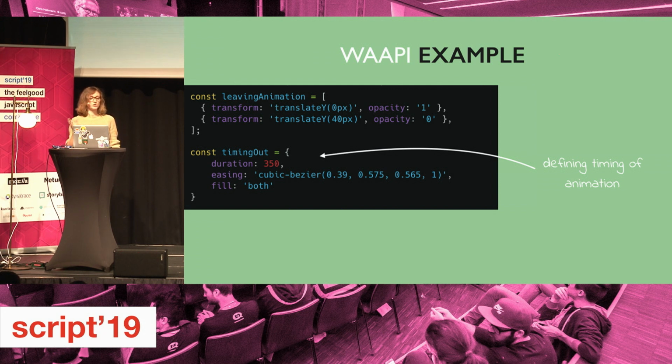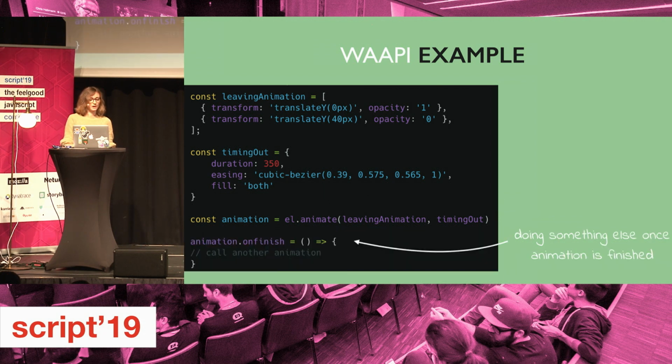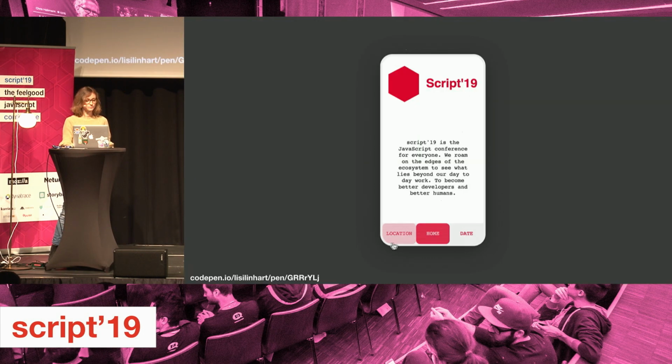So I have some duration, I have easing, in this case a sine easing, so I can use cubic Béziers to do that easing of the animation, and the fill mode. And then I just call that on the element I want to animate, so on the main content I'm animating. Whenever I call the .animate function, I get back an animation object, and on that animation object I can call the onFinish function and call another animation.